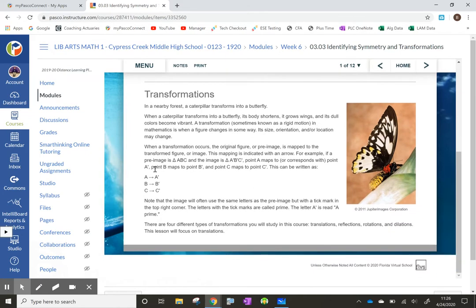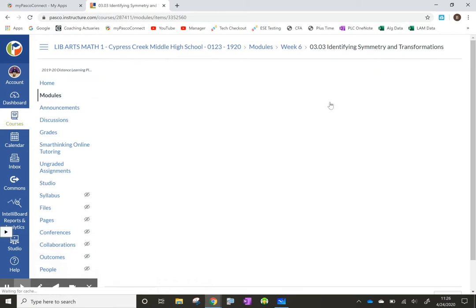Just a reminder, when you transform from your original shape, the original shape will be labeled A, B, and C as their points. And then the new shape, the one after you transform it, will be labeled A prime, B prime, and C prime. Okay, we've done that before. You'll see it when we get to an example.